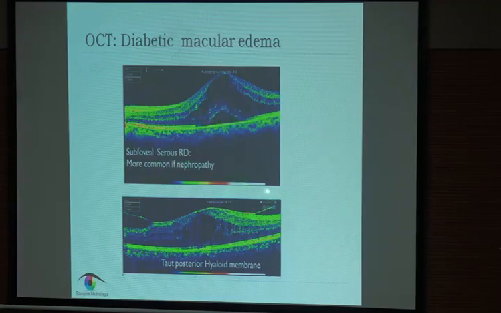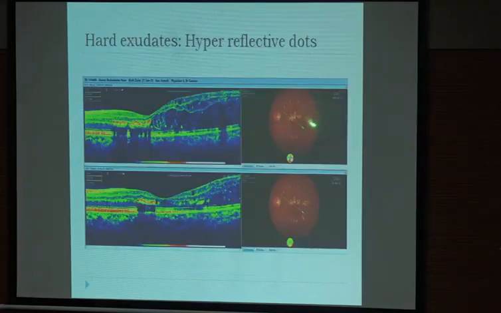And sometimes we have a tractional element over the surface of the retina. This is a taut posterior hyaloid membrane causing macular edema. So these are the basic patterns of macular edema in diabetic retinopathy which we see. And if we have prominent hard exudates, they will be seen as hyperreflective dots on the OCT.